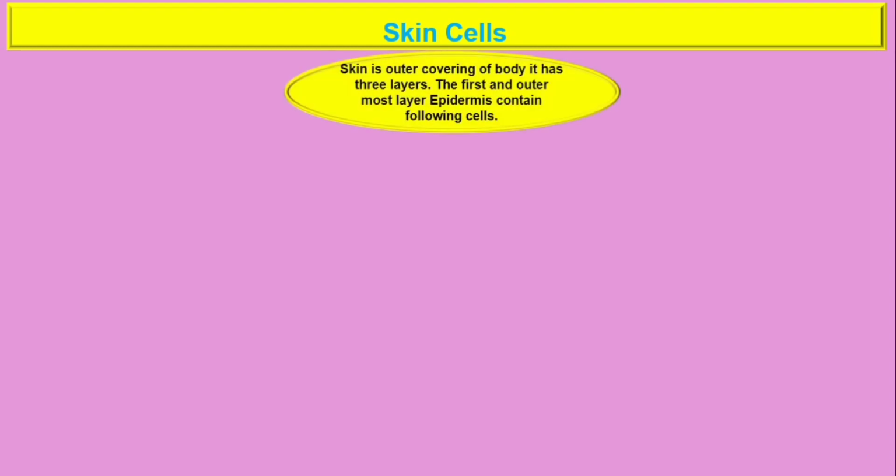Cells present in our skin. Skin is an outer covering of the body. It has three layers. The first and the outermost layer, epidermis, contains the following cells.